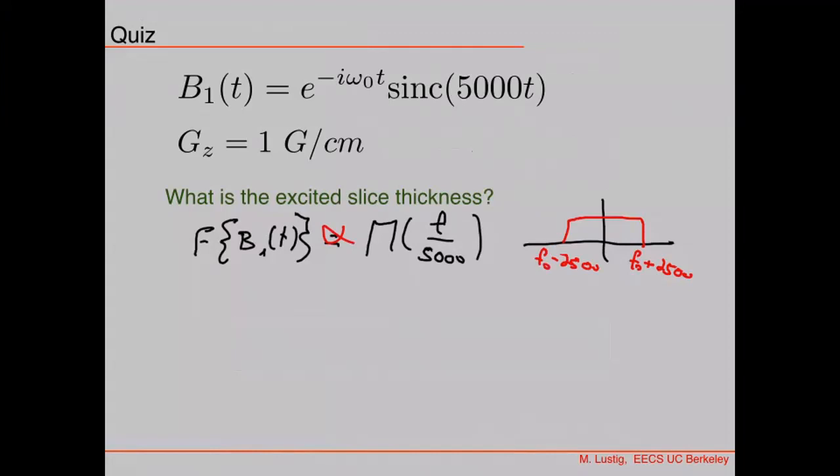Okay, so now I need to figure out what this mapping of GZ is, right? So I know that gamma over 2 pi times GZ corresponds to 4257 hertz per centimeter, right?